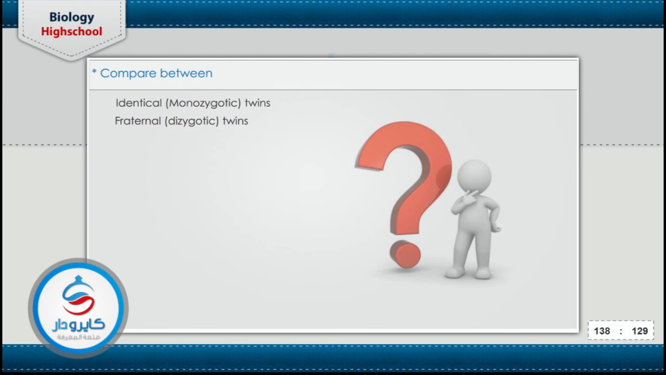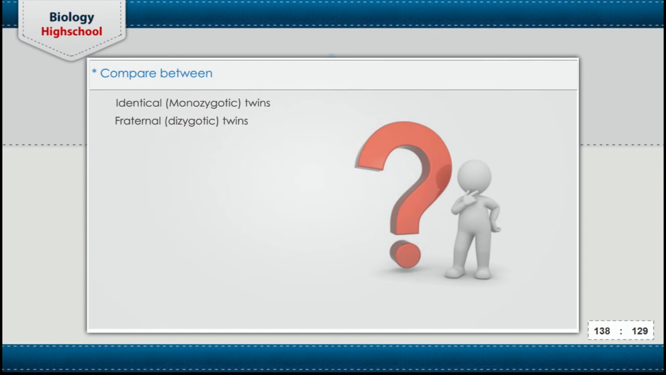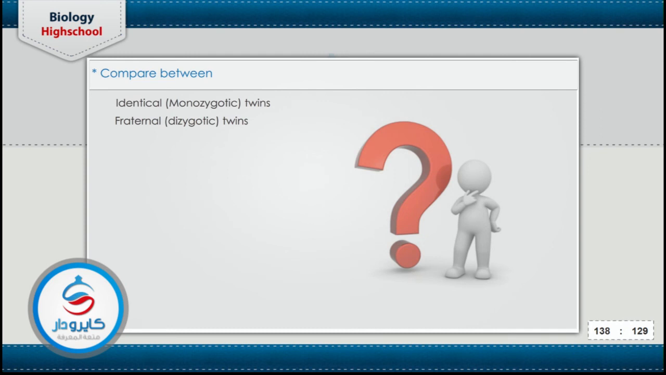ممكن identical twins نلاقيهم adhere or attach each other in a certain part of the body which is called the Siamese twins. لكن ما فيش Siamese twins في الفراترنال. في نفس الوقت دايما الايدنتيكال توينز نلاقيهم has the same placenta، ممكن يبقى ليهم السيم امبريو ساك or two different embryo sac، لكن كل الفراترنال with two different placenta, two different embryo sac and they are different to each other genetically, and there is no Siamese in the fraternal twins.